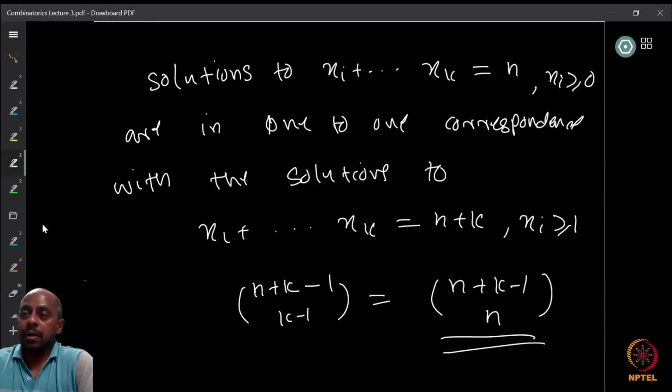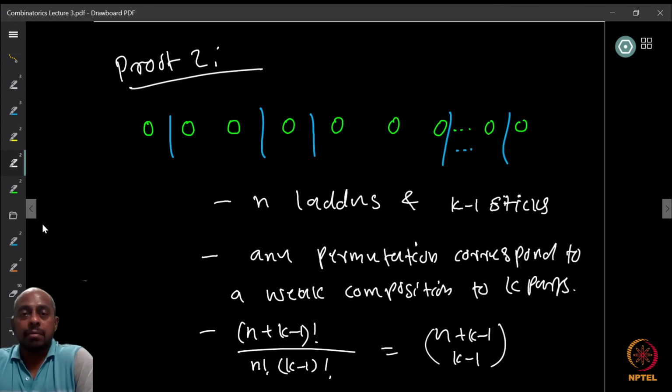Now let me give you another proof to the first question, weak composition. So proof 2 is also quite nice. This is by using another result. What we do is observe that the number of ways to distribute the laddus to the kids can be made as follows.